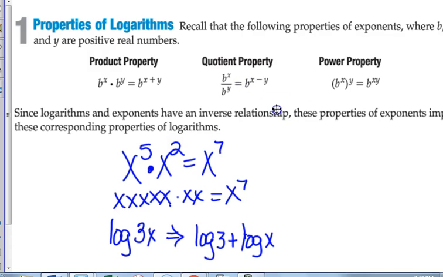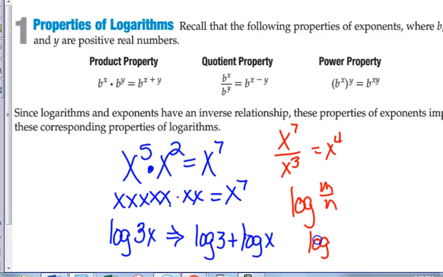This division and subtraction are related as well. If we had x to the 7th over x to the 3rd, we'd subtract the exponents, remember, and get x to the 4th. So the same is true if we had the log of m over n. We would write the log of m minus the log of n. Does this seem familiar? Okay.